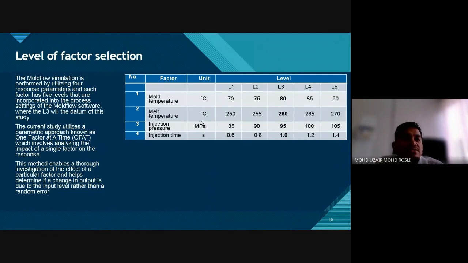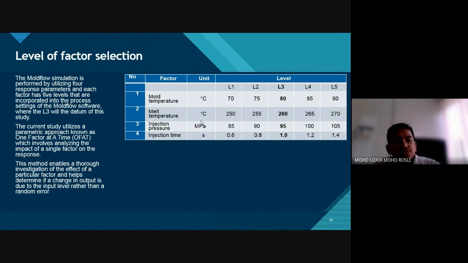So, level of factor selection. The Moldflow simulation is performed by utilizing 4 response parameters, and each factor has 5 levels that are incorporated into the process setting of the Moldflow software, where L3 will be the datum of this study.